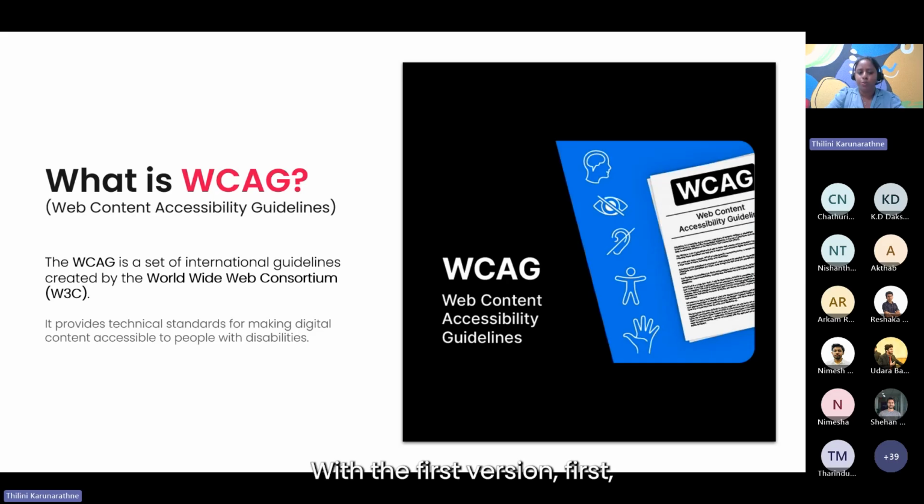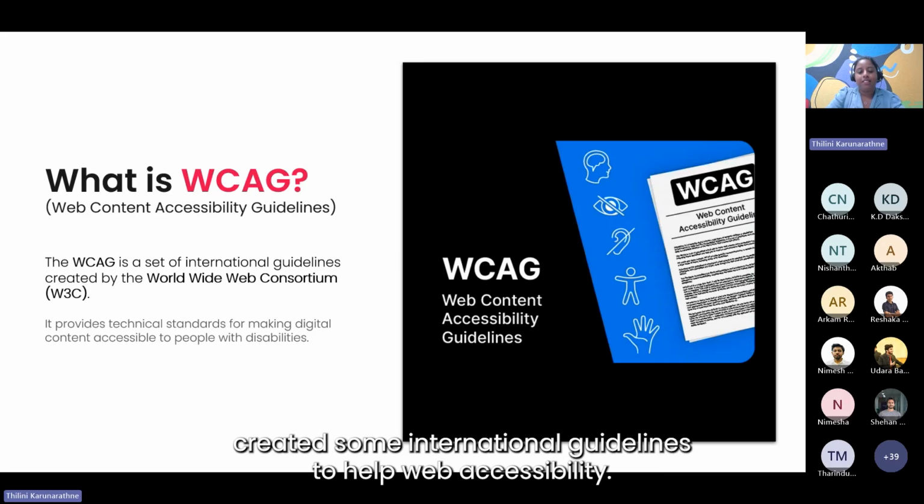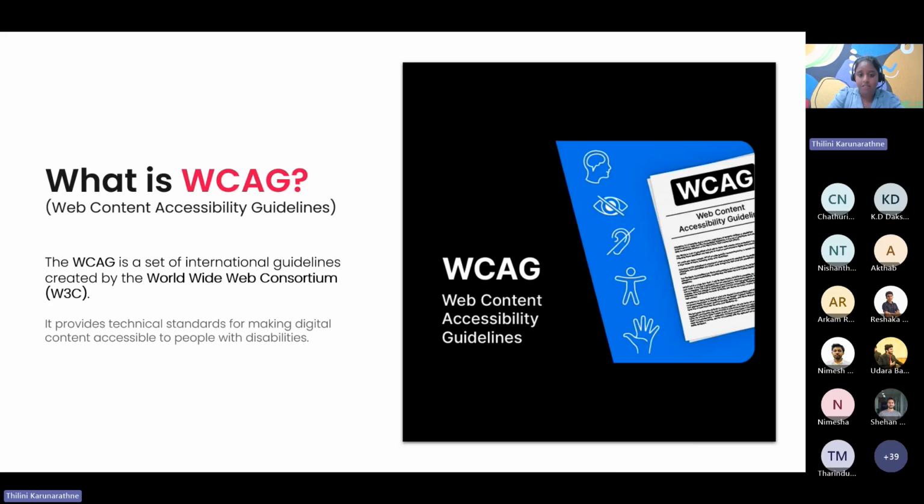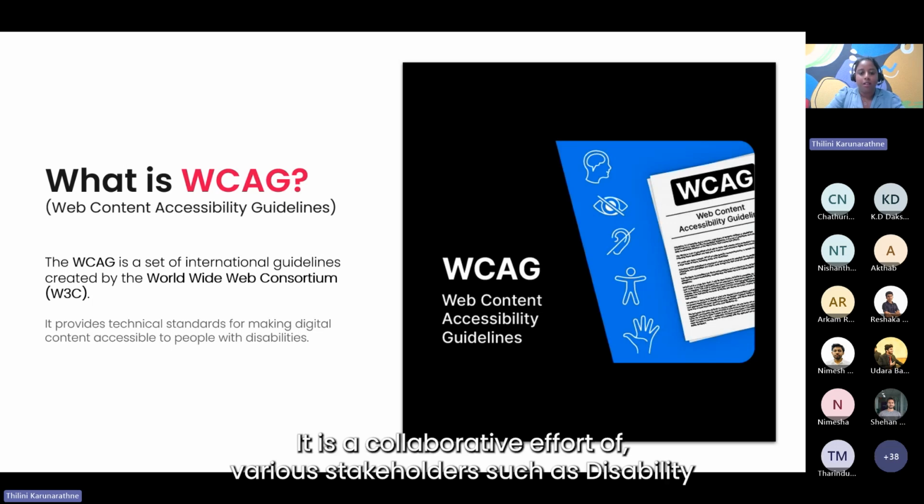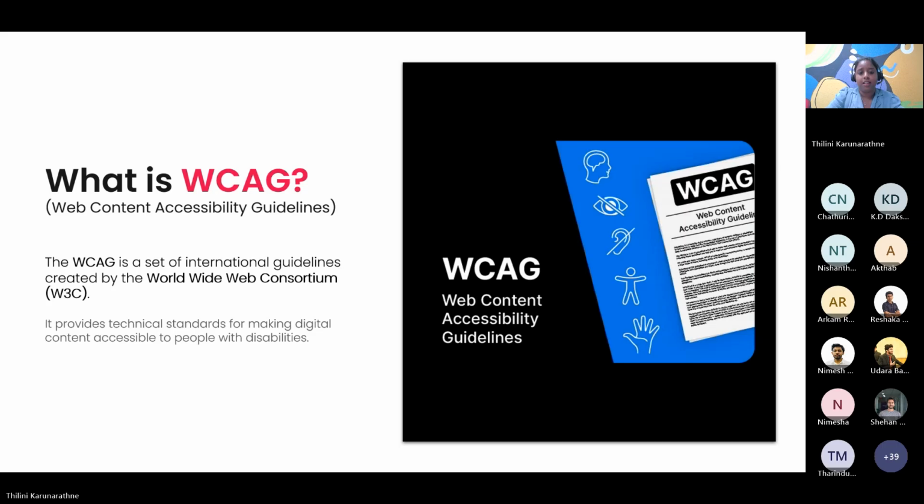With the first version recommended in 1999, the W3C, which you might know as the World Wide Web Consortium, created international guidelines to help web accessibility. That's what we talk about as WCAG today. It is a collaborative effort of various stakeholders, such as disability advocacy groups, government agencies, and accessibility research organizations.